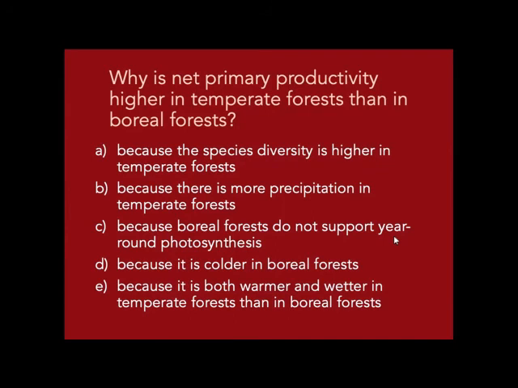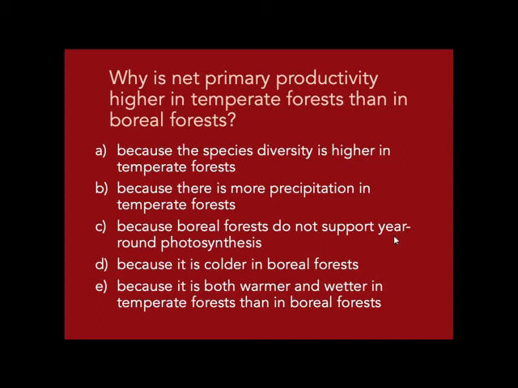All right, so why is it that net primary productivity is higher in temperate forests than in boreal forests? Do you remember which is which? The temperate forests are the ones kind of near here. Yeah. And what's the boreal forest? Those are the ones that are really far north, right below the Arctic Circle. Yeah. All right. So why is the net primary productivity higher in the temperate forests than in boreal forests? Should I read some choices?